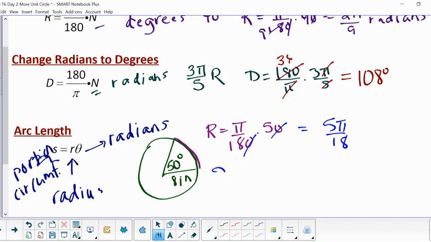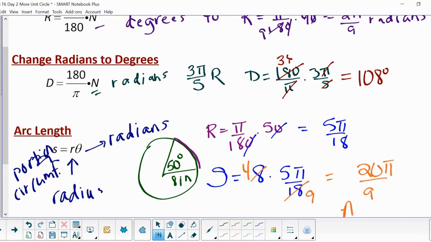Now I'm going to find the arc length by taking the radius of 8, multiplying by 5 pi over 18. However you want to reduce this, I think I'm going to reduce it first. 18 and 8, so this becomes a 4, and this becomes a 9. We get 20 pi over 9 is the length of arc in inches. Okay, so that's a quick recap.